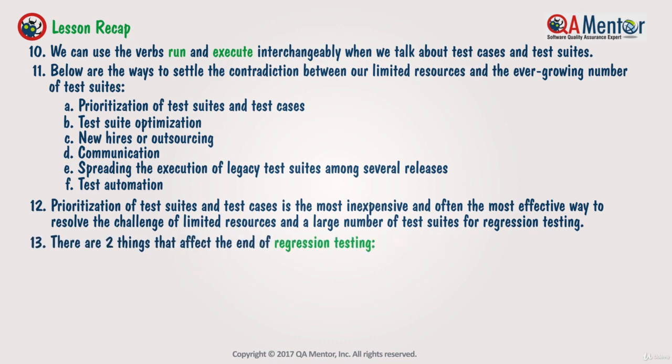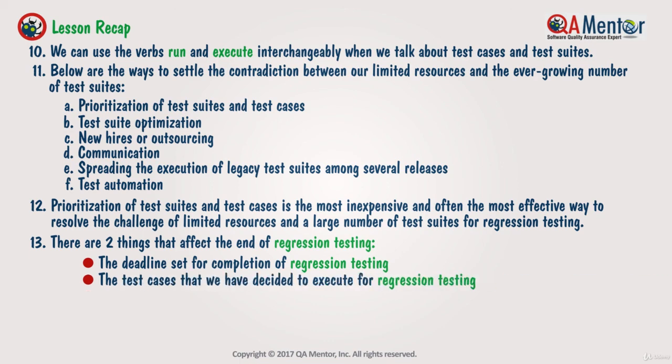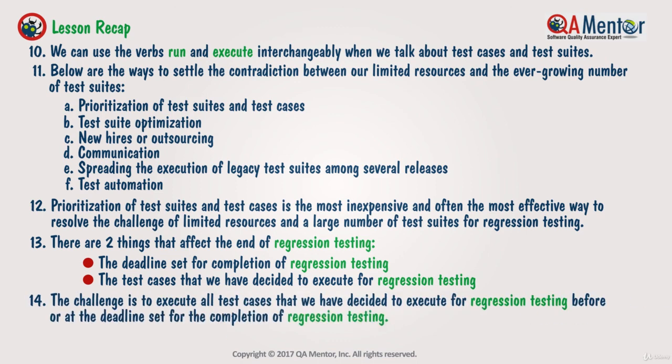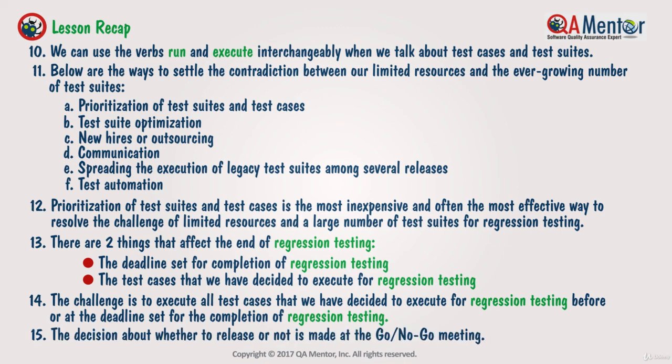13. There are two things that affect the end of regression testing: the deadline set for completion of regression testing, and the test cases that we have decided to execute for regression testing. 14. The challenge is to execute all test cases that we have decided to execute for regression testing before or at the deadline set for the completion of regression testing. 15. The decision about whether to release or not is made at the go, no-go meeting.